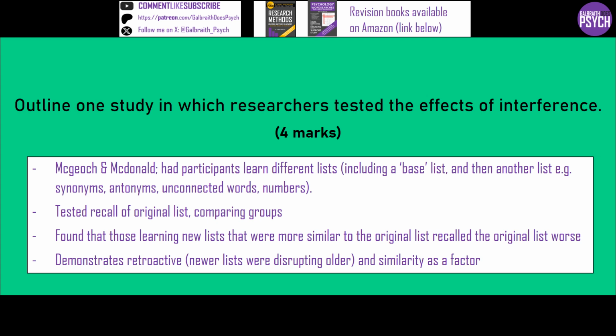Then they tested recall of the original list, doing some comparisons, and they found that the new lists that were more similar to the original list, so the synonyms, disrupted recall of the original list. And actually, the more similar, the worse the effect. So synonyms was the worst, then antonyms, which, although it means the opposite, they're still related, that disrupted as well, all the way down to just numbers, for example, which didn't have much of an impact. So what does that demonstrate? It demonstrates the idea of similarity, and they found support for the idea of retroactive interference. You could use a different study, but that's what that response could look like.